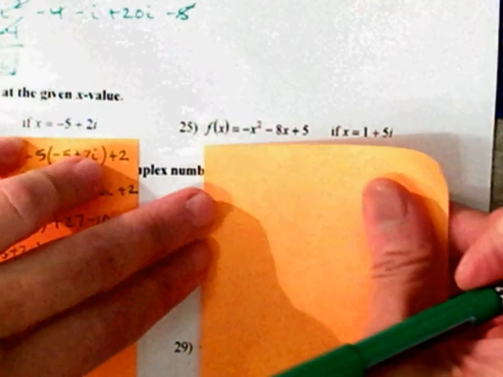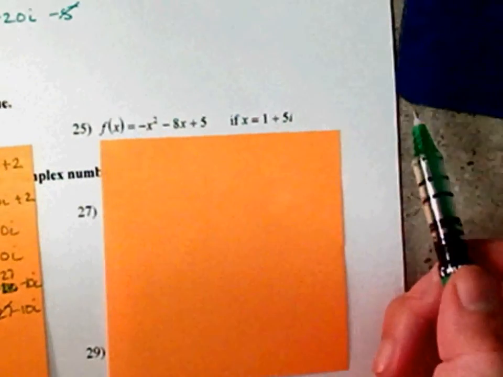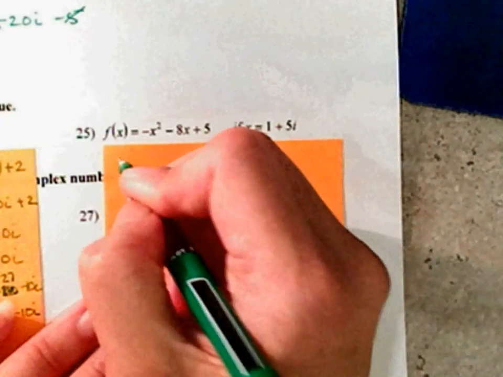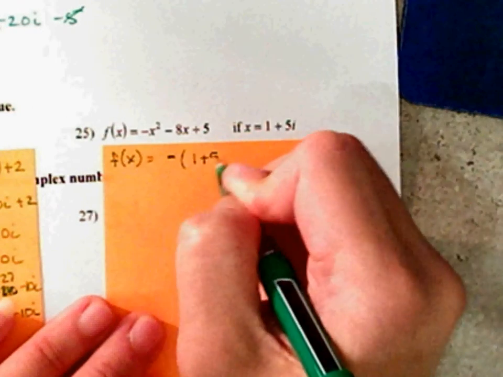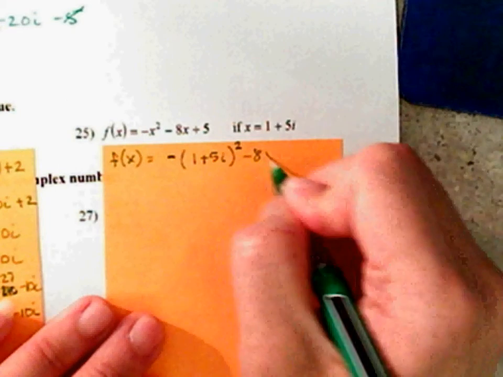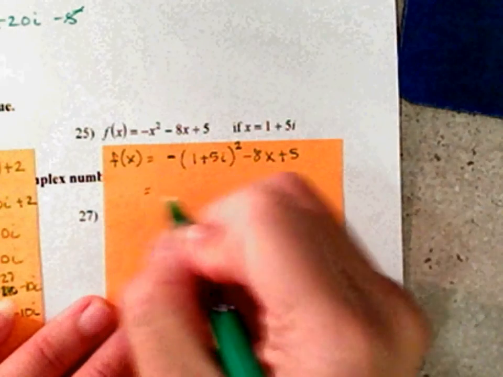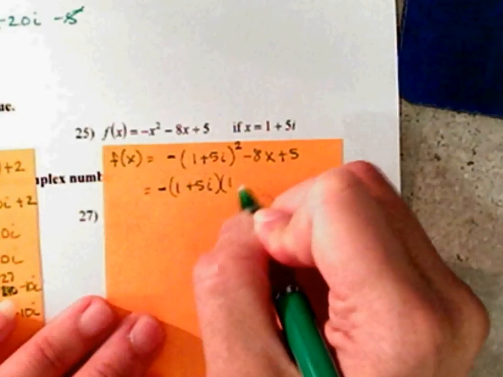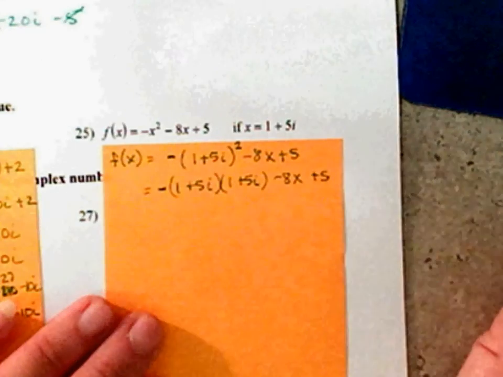Now, on number 25, I want you guys to notice what is being squared. The x is being squared, not the negative. Okay? So you have f of x equals negative 1 plus 5i squared. Look what's being squared. Minus 8x plus 5. All right? Continue on. So negative 1 plus 5i times 1 plus 5i minus 8x plus 5. Okay, this one's a lot easier than 24.